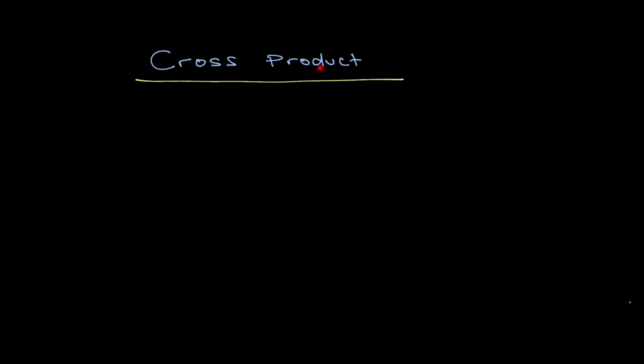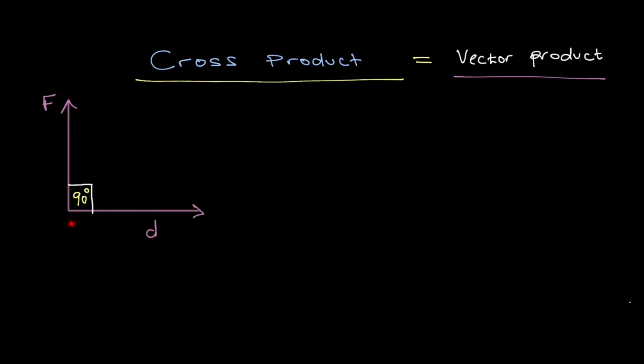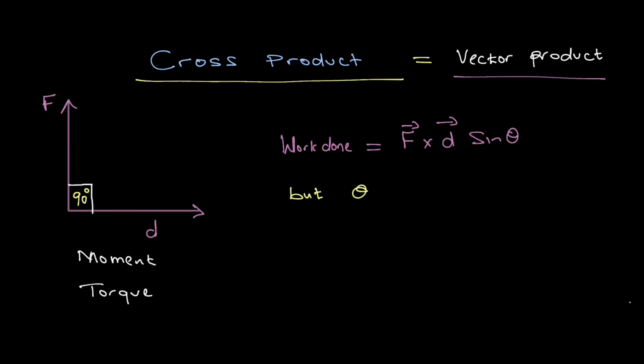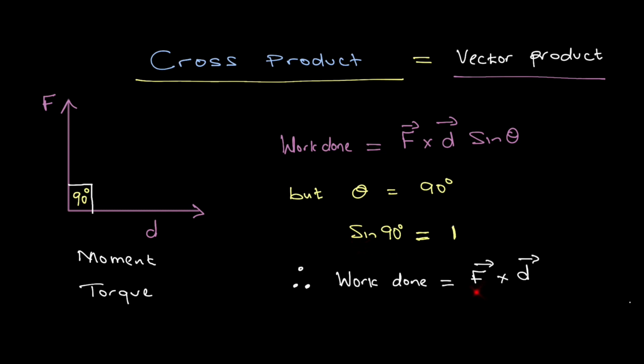For cross product, which is also called vector product, if we have two vectors at right angle to each other, we can cross them, and an example is taking moment. So if you take moment from F to d, that's turning effect, or you might call it torque. The work done will be equal to the force times the perpendicular distance, sine of the angle between them. Theta is 90 degrees because they're perpendicular to each other. Sine 90 equals 1. That will become F cross d.